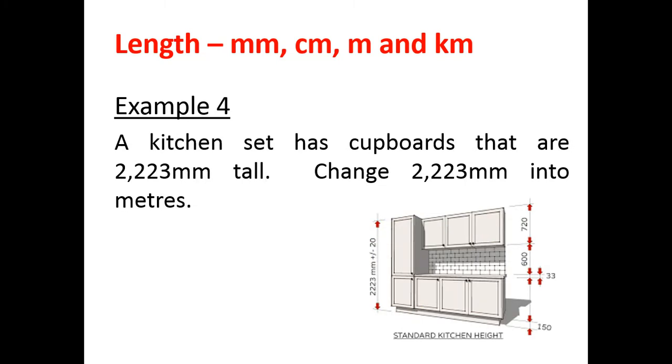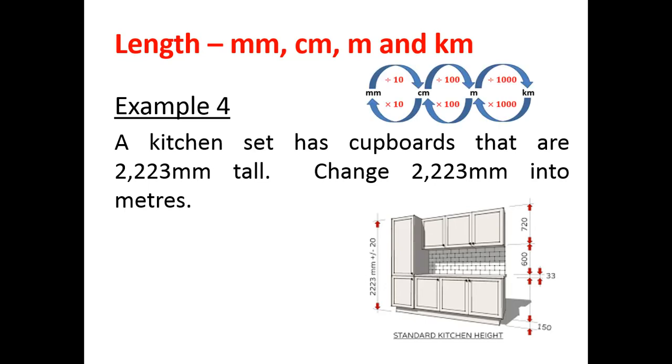Example 4. A kitchen set has cupboards that are 2,223 millimeters tall. So we're going to change 2,223 millimeters into meters. So once more we look at our diagram. We're starting with millimeters and we're moving twice along the scale to get to meters. So we're going to divide by 10 and divide by 100. So 2,223 divided by 10 and then divided by 100 gives 2.223 meters.